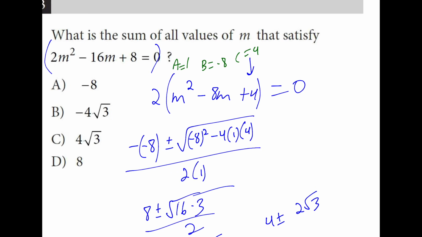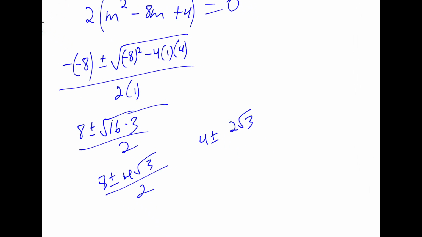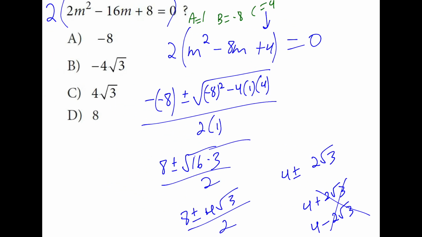They want to know what is the sum of all the values. So 4 plus 2 root 3, 4 minus 2 root 3. If I add those together, these cancel out, and it's just 4 plus 4, or 8.